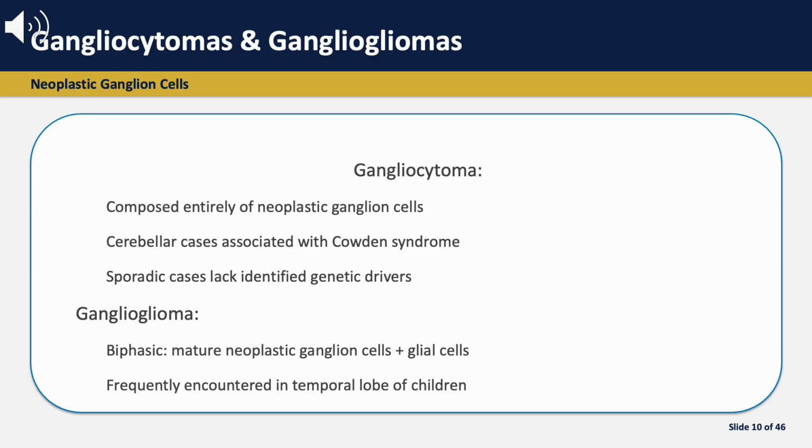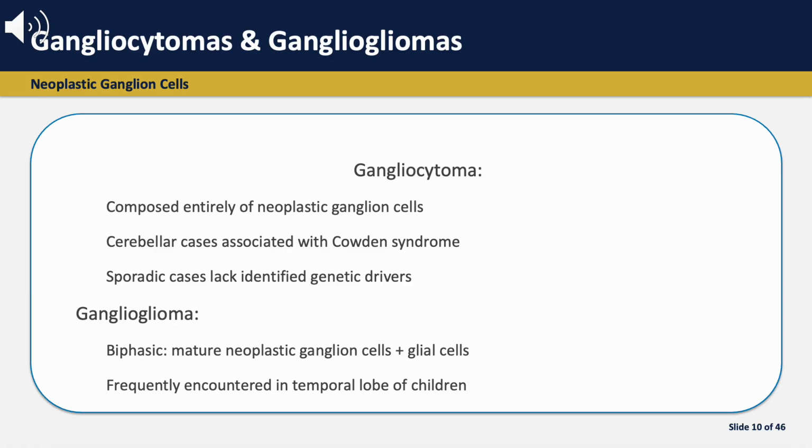Gangliocytomas are rare epileptogenic tumors composed entirely of neoplastic ganglion cells that are most often seen in childhood. Although they may arise throughout the neuraxis, those associated with Cowden syndrome exclusively occur in the cerebellum. Diagnostic genetic alterations and profiles have not thus far been identified in sporadic cases.